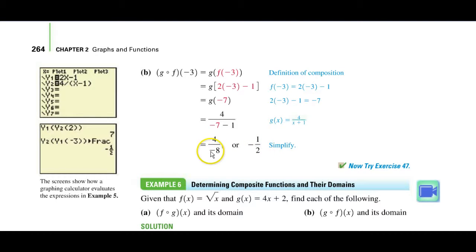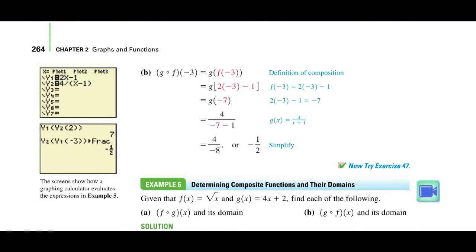Now again, in MATLAB, it's crucial that you do the simplification. Leaving it as this, they're going to count it wrong, unless they say don't simplify. They always want you to simplify.